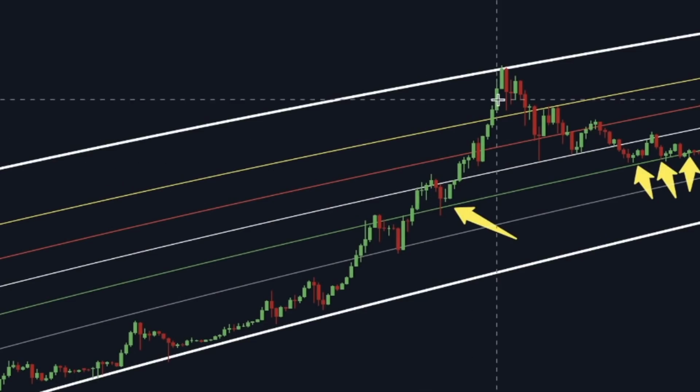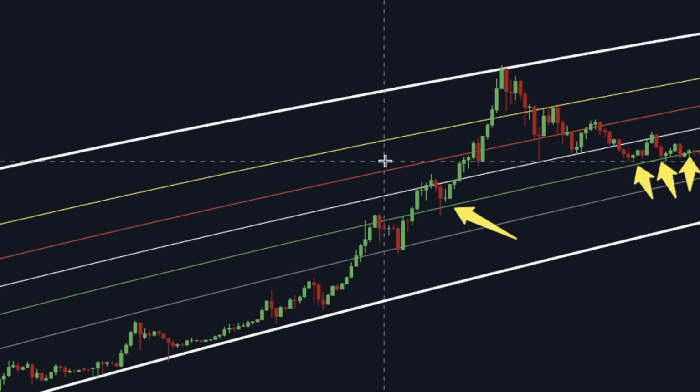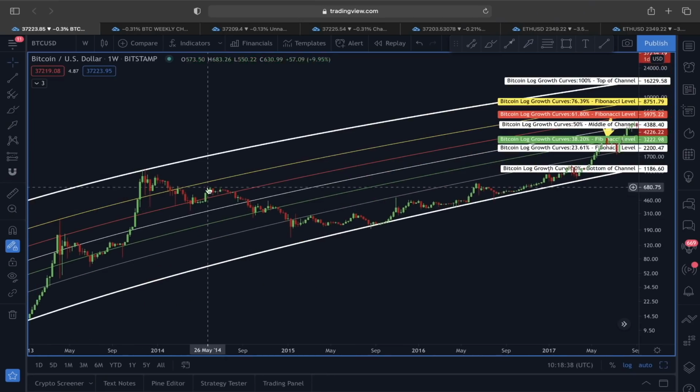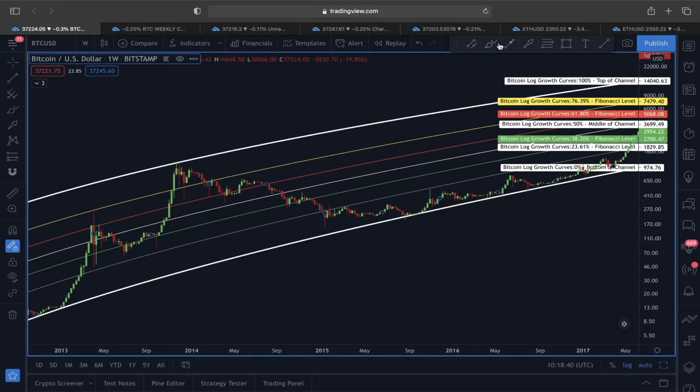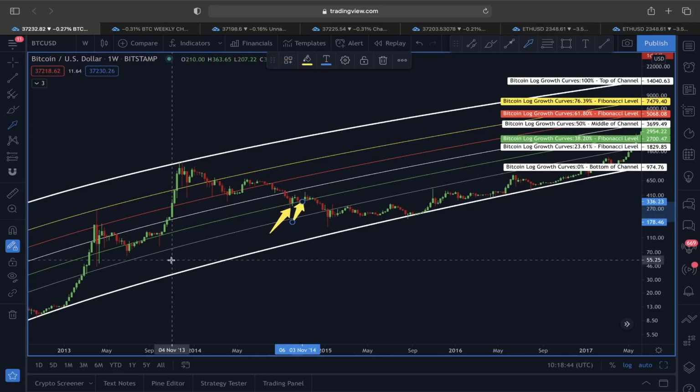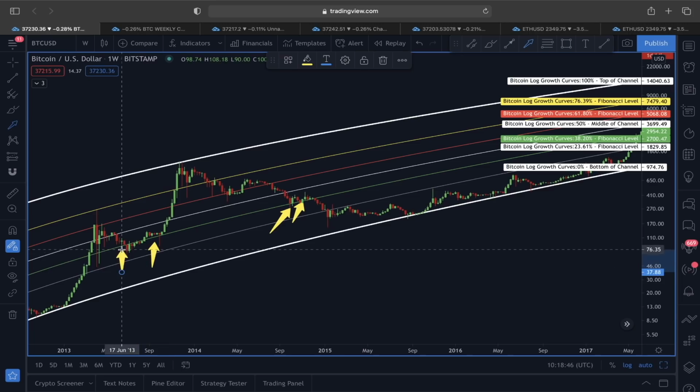But before we saw this pullback or also this bounce here, you can see the same line acted as a resistance. So if you go backward here from 2013, 2014, you can see this Fibonacci line has always been one very important line of support and resistance.